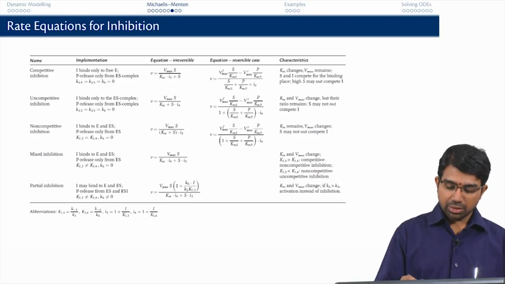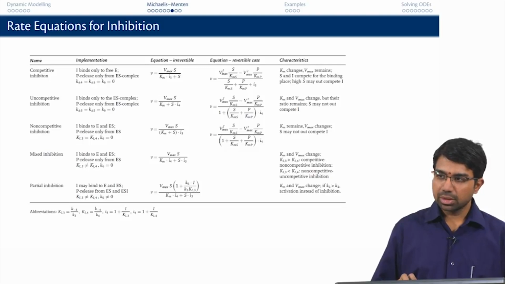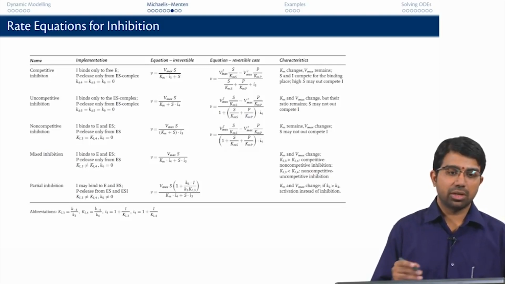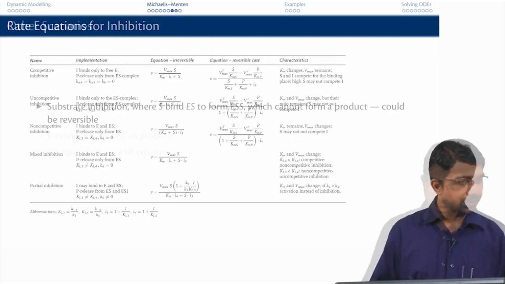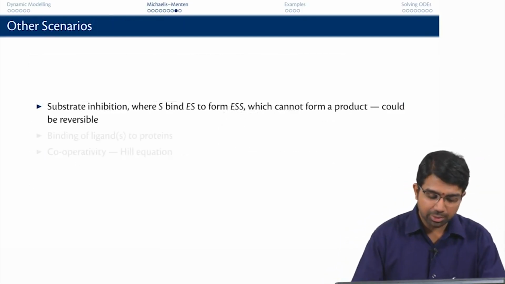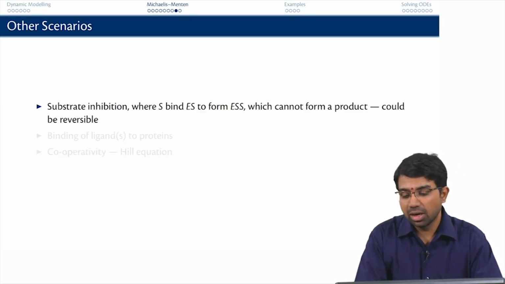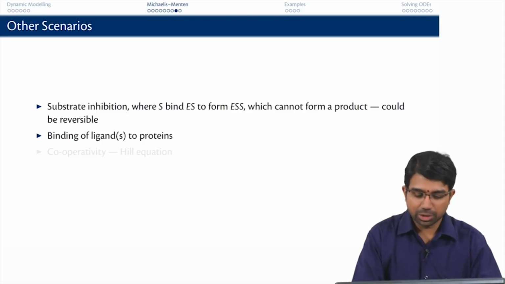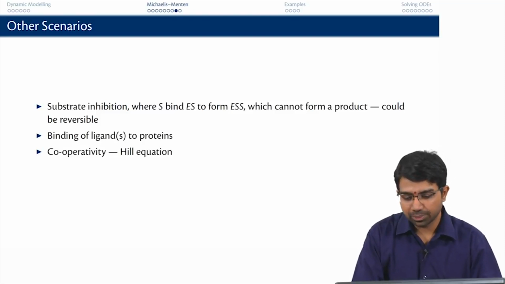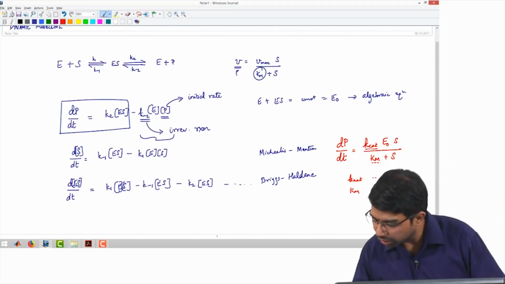So, you will see that these are all the equations you need to worry about. So, the moment you see this kind of a reaction happening in your system of interest, just plug in one of these equations. You may also have substrate inhibition where E plus ES and S bind to form ESS, which cannot form a product, and it is most likely reversible. You can have other ligands bind to the protein, you can have cooperativity.